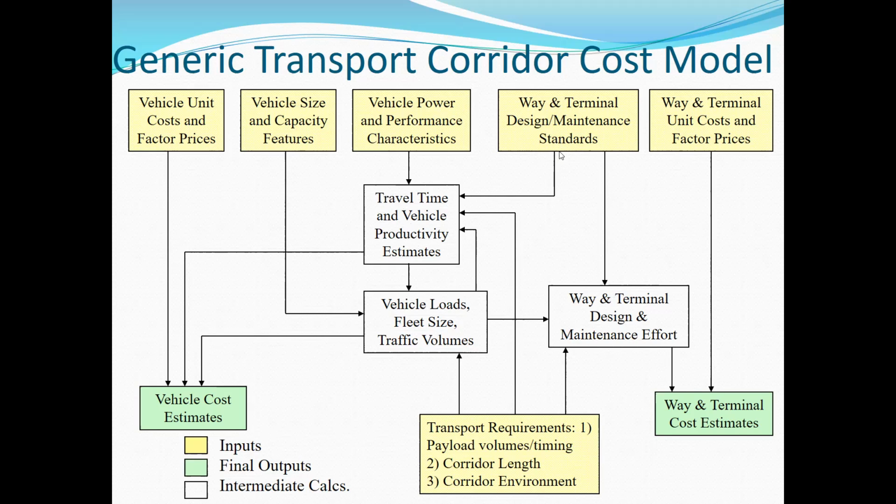And then from the way, all these intermediate calculations would have to be done. You'll get your vehicle load, fleet size, and traffic volumes, and then you'll get your vehicle cost estimates. The vehicle cost estimates will consist of vehicle unit cost and factor prices, travel time and vehicle productivity estimates, vehicle load, fleet size, meaning how many fleets you are going to need, and traffic volumes and all that. And then you'll have to figure out how much stuff you need to transport, for example. So keep this in mind.